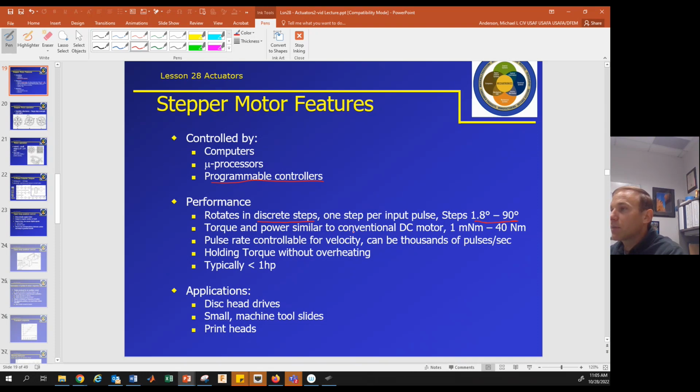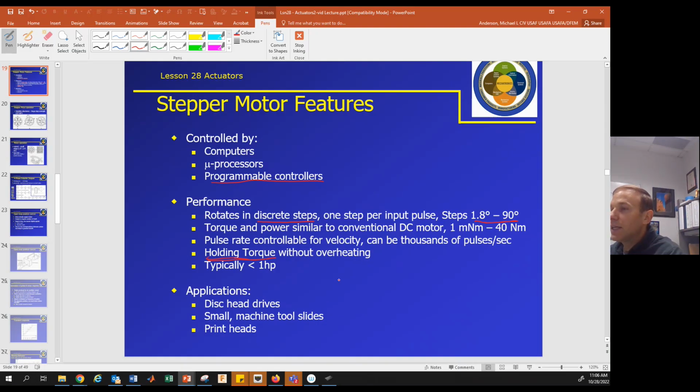You get torque and power similar to a conventional DC motor, but you get a high holding torque without overheating. For a standard PMDC motor, if you try to hold it in one position with current flowing through it, it's going to overheat and burn up. A stepper motor is designed to do that. So if you need to hold a load in one position, it's great for that.